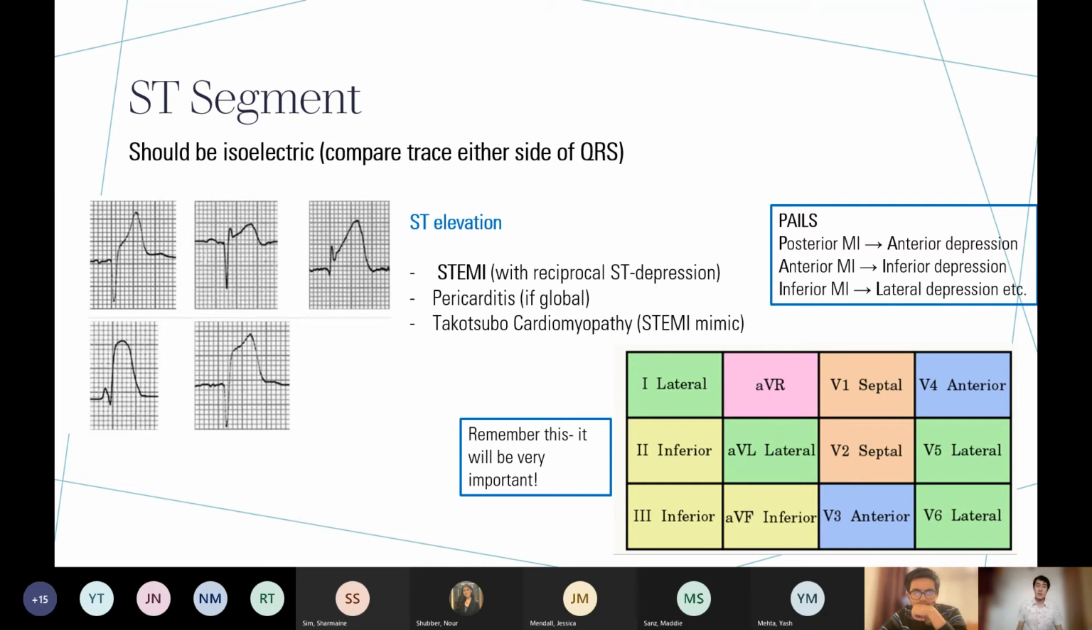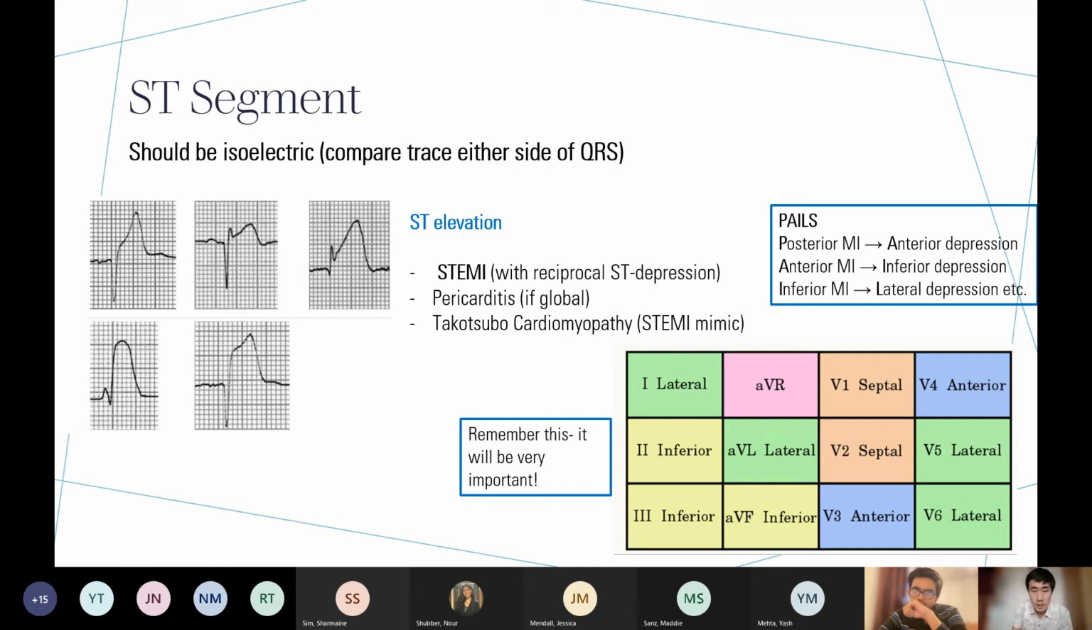Another useful thing is being able to spot the reciprocal ST depression. The thing that will differentiate a STEMI from pericarditis is that pericarditis consistently has ST elevation across lateral, anterior, septal, whatever. In STEMIs, you should expect to see ST elevation in a lead group of a pattern, but you should also expect to see depression in another group.